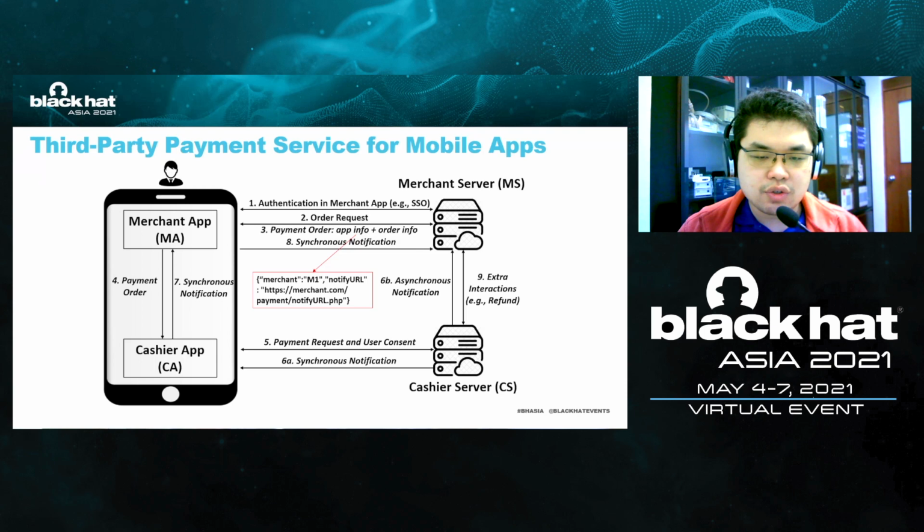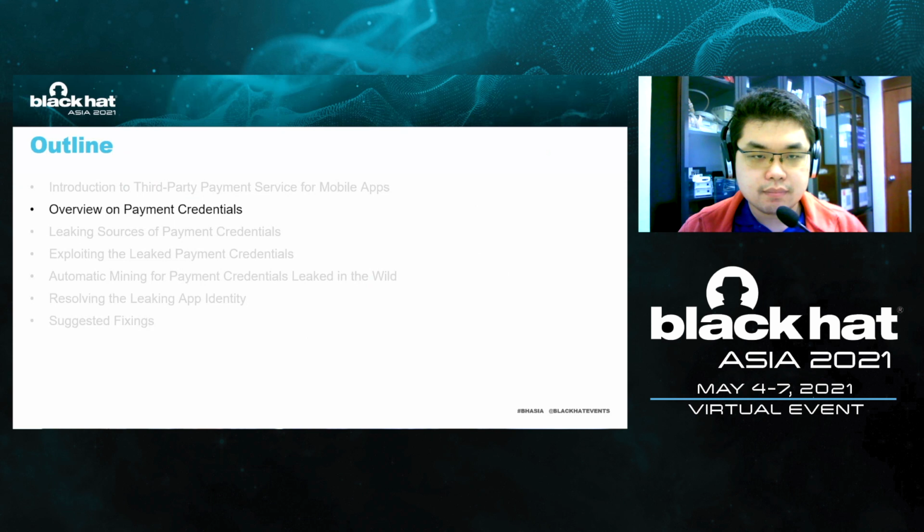Also, the cashiers usually provide other management interfaces to their merchants, which can operate on the cash account of the merchant app. For example, the merchant server may send requests to the cashier server directly in step 9 to perform some transactions, such as refunding the paid orders.